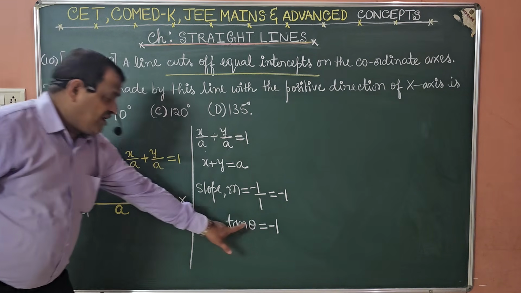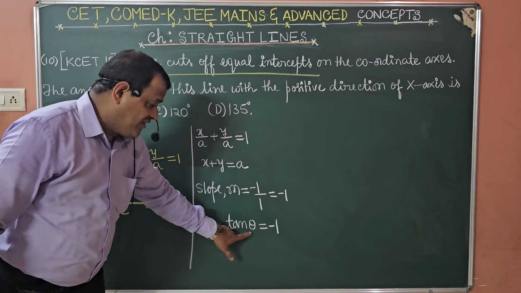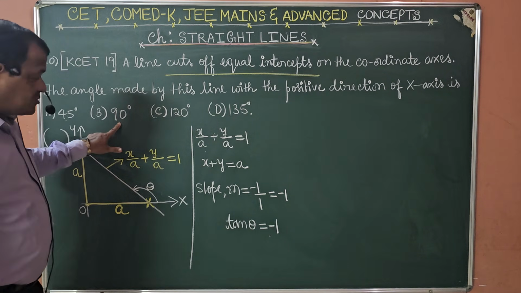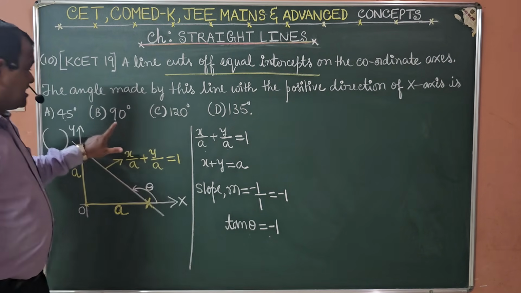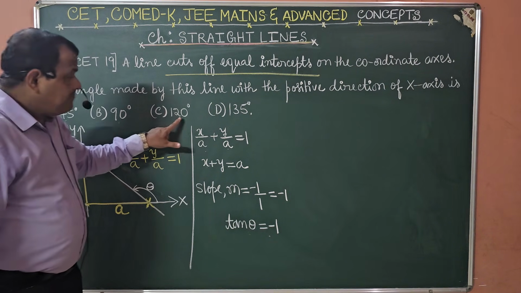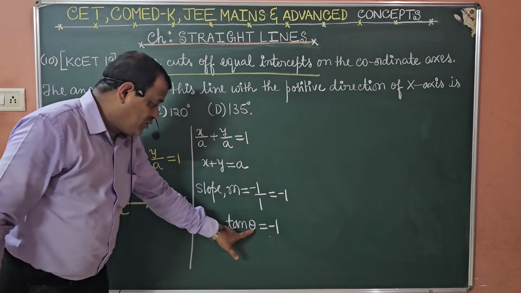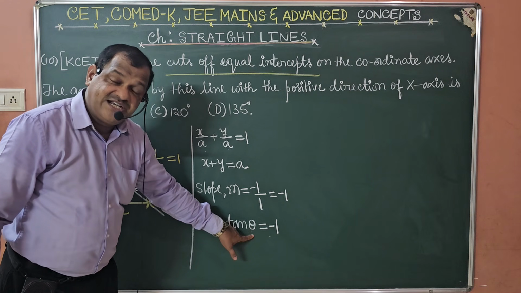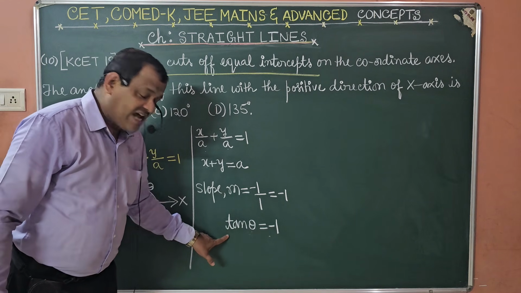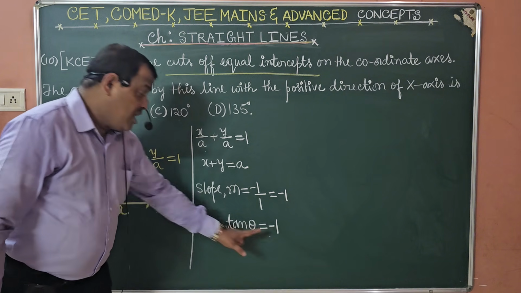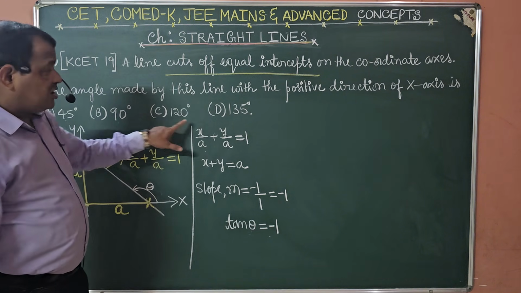Say, tan of 45 degree. Tan 45 degree is plus 1, not minus 1. Therefore, the first option is not correct. Second option, tan of 90 degree is undefined. Therefore, not minus 1. This option is also not correct. Look at the third option. Theta, if I put 120 degree. Tan of 120 degree. 120 degree can be written as 180 degree minus 60 degree. So it is tan of 180 degree minus 60 degree, which is minus tan 60 degree, which is minus root 3, not equal to minus 1. Therefore, the third option is also not correct.